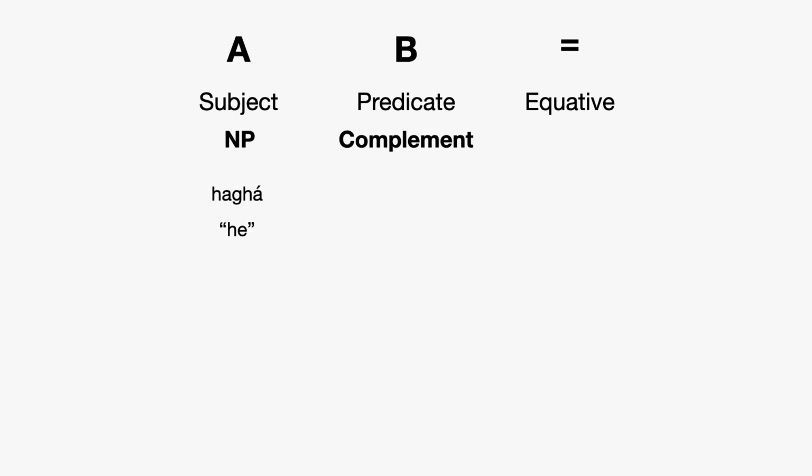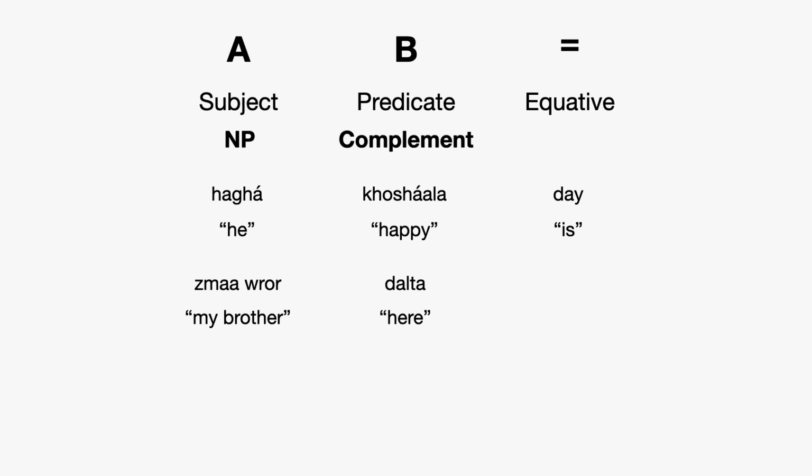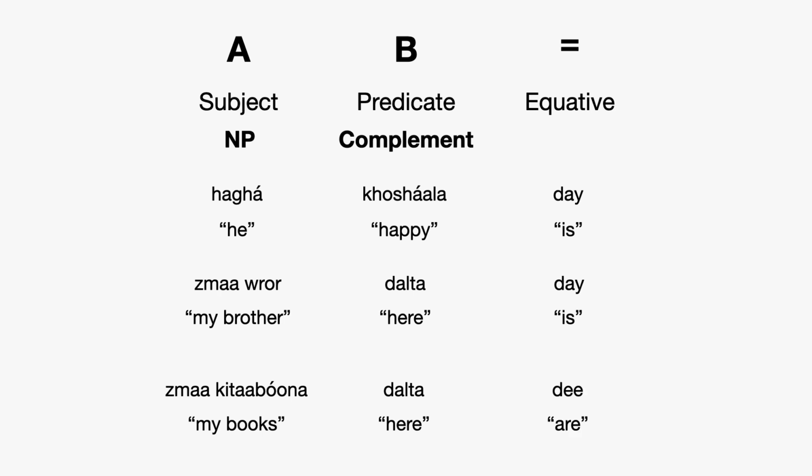So let's say, for example, we use hara for he as our subject noun phrase. That's a pronoun. That works. Then we can use an adjective like happy, khoshala, and then we have to use our equative, de. So hara khoshala de, he is happy. Like I said, noun phrases can be phrases describing words. So here we have a couple of words, my brother, zmarur. Let's say that our brother is here, zmarur delta, and then we have to say de. Always remember you have to add in the equative at the end of the sentence. Or we could say zma kitabuna, my books, and then we'll say they're here again, zma kitabuna delta di. In this case, notice the equative changed. So the equative is going to change depending on what the subject is.